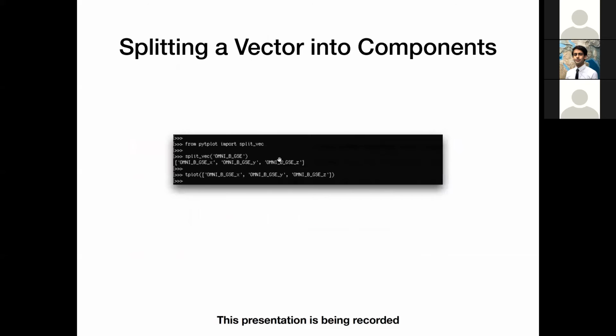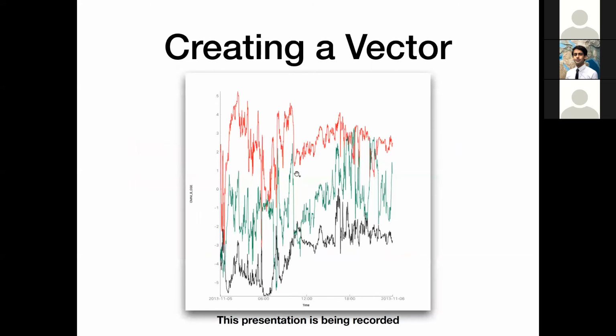And another thing to note is that by default, when you do all of this, it creates them with the default metadata from pytplot, which might not be what you want. So you'll have to import options from pytplot and set the options individually after you create these new variables.